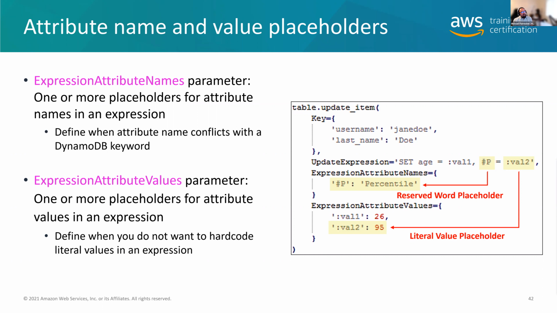Let's see, what did I say there, Antonio? So the names start with a pound sign, the values start with a colon. Oh, sorry. Yeah, did I say that wrong? So this is for names, and this is for values. Good.